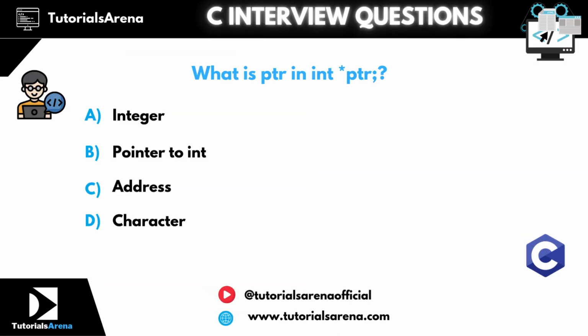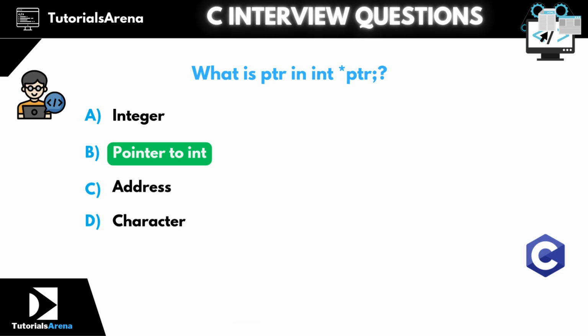Question 24. What is PTR in int asterisk PTR? Option A, integer. Option B, pointer to int. Option C, address. Option D, character. The correct answer is option B, pointer to int. Moving on to the next question.